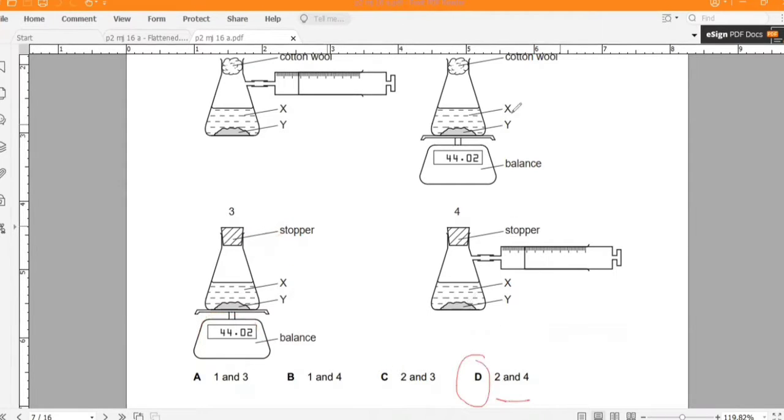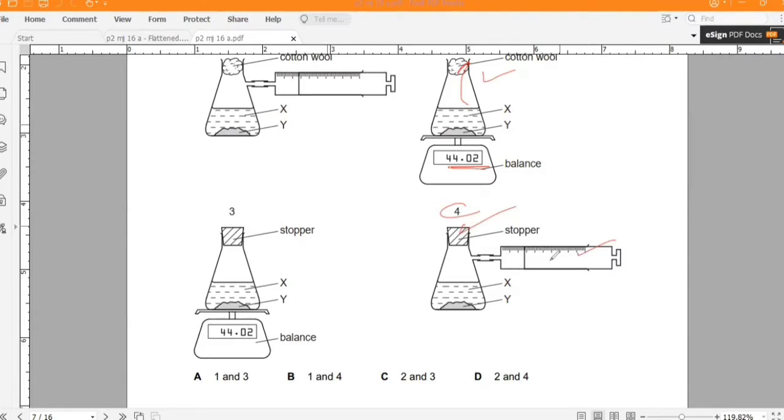So 2 and 4. So why 2 and 4? Here you can see the cotton wool is there. So here some of the mass can escape, so that there will be a change of the mass in the balance. Okay, so you can measure it properly. And moreover, in diagram 4, here we have a stopper, so no gas can move out, and here the gas can be measured appropriately because the gas is in. So that is why these 2 will be the right choice. So option D is the right answer. Clear?